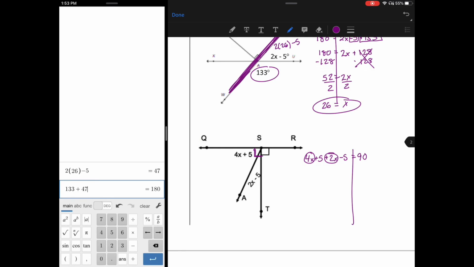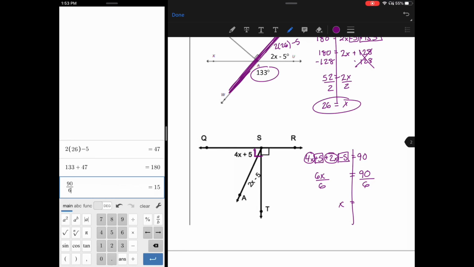4x plus 2x is 6x. And then 5 minus 5 is just 0, so we won't write anything, is equal to 90. And then we'll divide both sides by 6, and x is equal to 15.